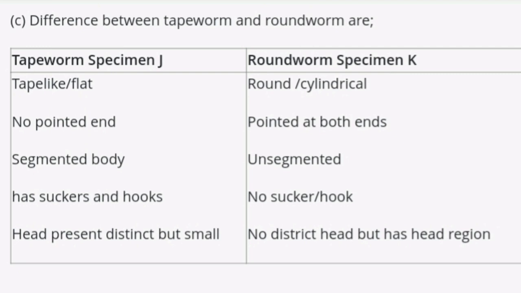As you can clearly know that it's the head, but it's small. Now, we don't have a distinct head, but we have a head region in roundworm. Okay, so those are the differences between tapeworm and roundworm.